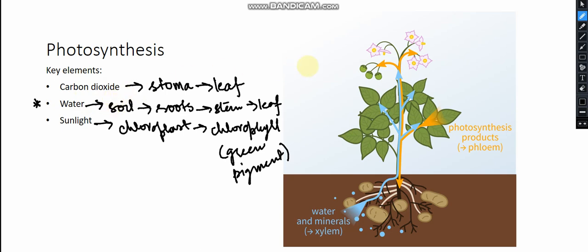So briefly, very briefly, I discussed the path, how to get these elements into the leaf to perform photosynthesis. Now in the upcoming slides, we will be discussing in detail how we are obtaining these elements from the environment and from the soil into a leaf.